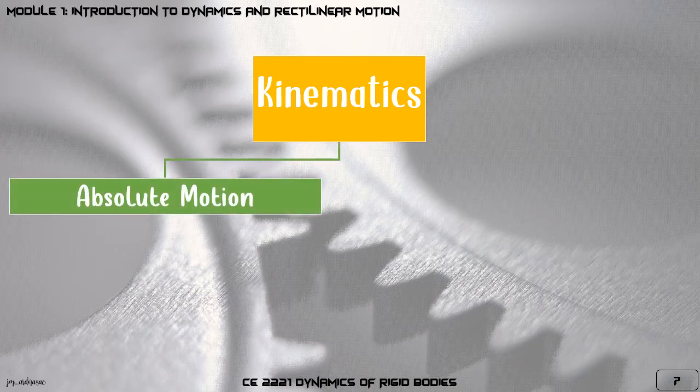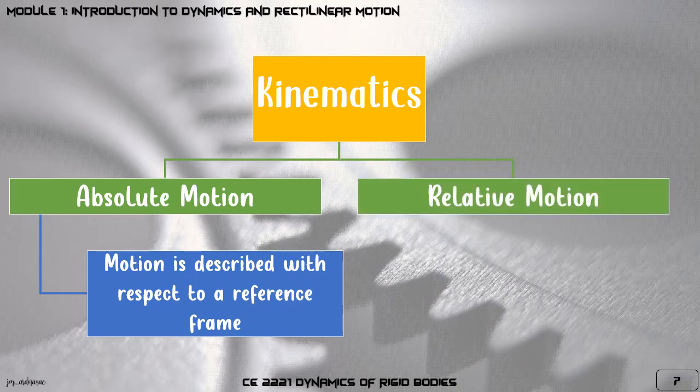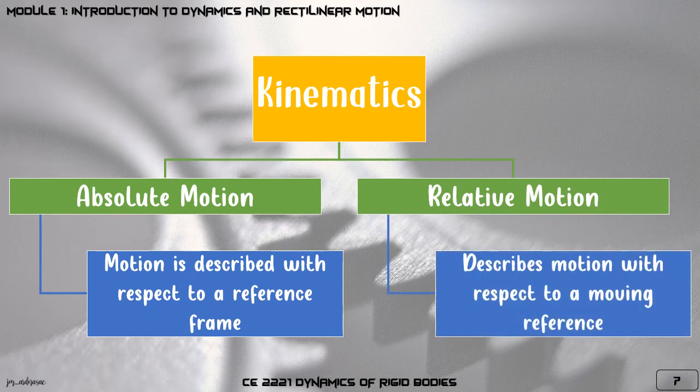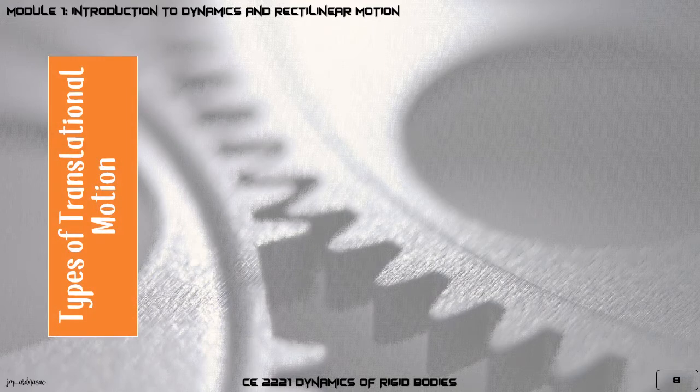In kinematics, there's absolute motion and relative motion. Absolute motion is the motion described with respect to a reference frame or a coordinate system. And relative motion is the motion that is described with respect to a moving coordinate system. So as we have discussed in your physics, there are different types of motion. And for dynamics, we'll be discussing translational motion.